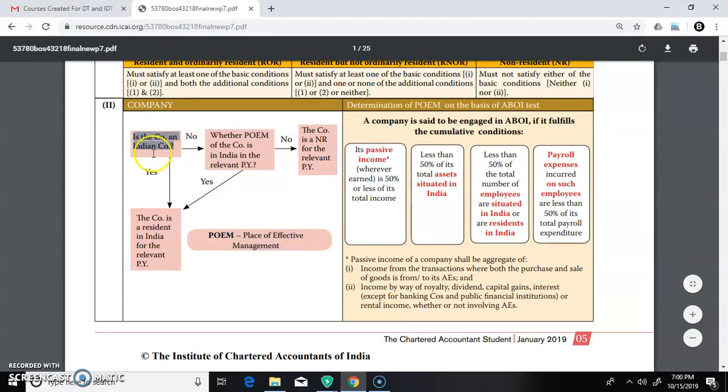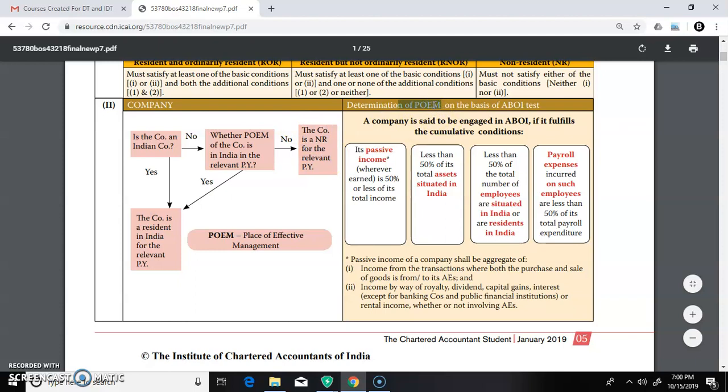Yes or no. So, whether it is an Indian company, the company is resident in India for the previous year. If it is an Indian company, yes, the company is resident for the previous year. If it is no, then the next step is to check POEM. Whether POEM of the company is in India for the previous year. If the place of effective management is in India, yes, the company is resident. If it is not, the company is a non-resident.